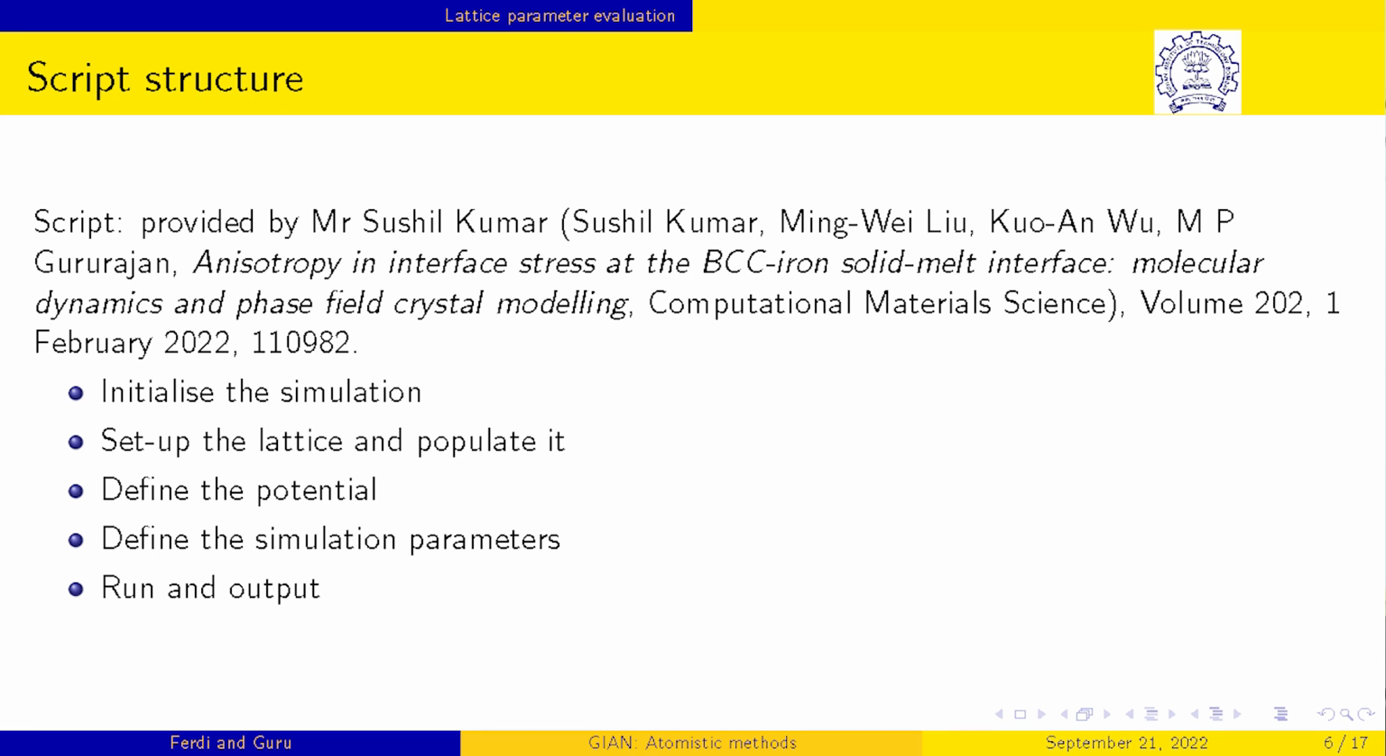What we are going to do is start with a lattice which is slightly away from the equilibrium lattice parameter, and it is going to run and get to the equilibrium lattice parameter and come out. That is all we are trying to do.